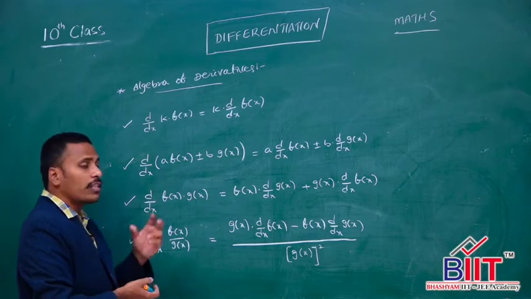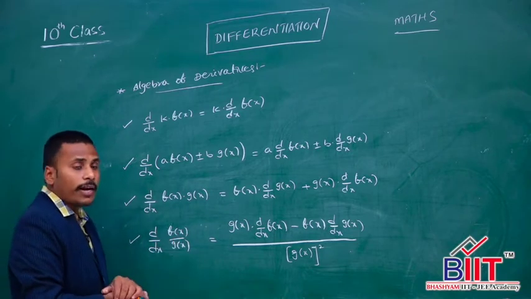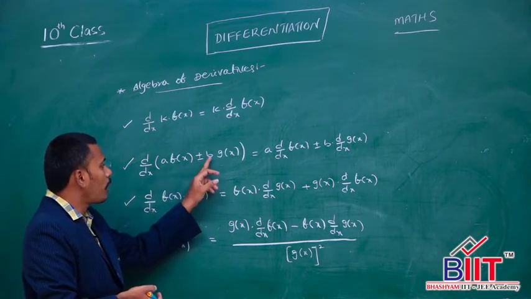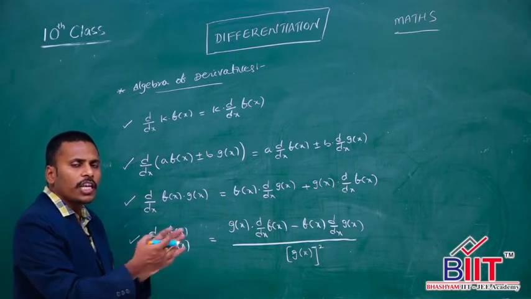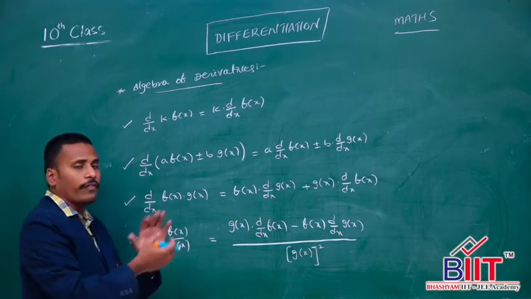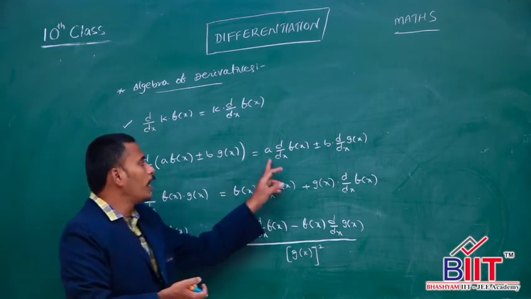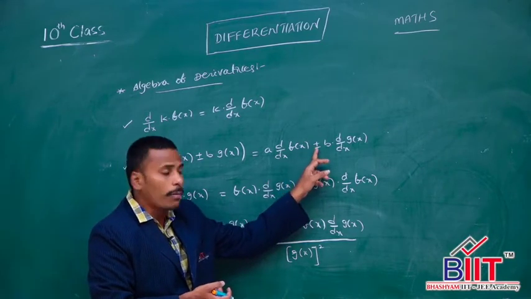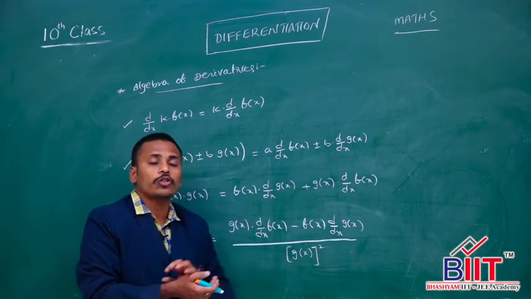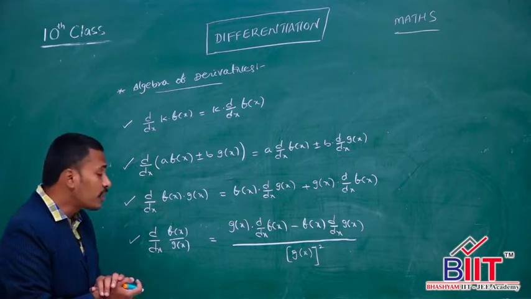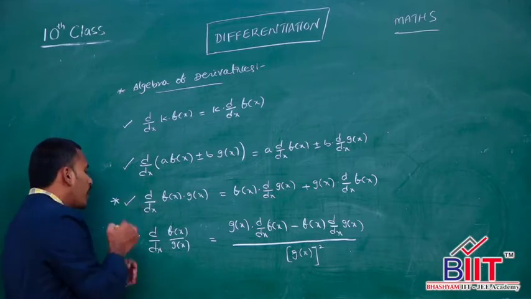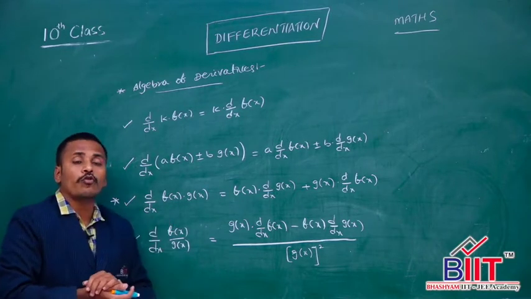And the next thing is for the sum of any two functions, d by dx of a into f of x plus or minus b into g of x. Easily we will distribute the d by dx for everything. So a into d by dx of f of x plus or minus b into d by dx of g of x. And the next thing is a bit different, the derivative for the product of two functions.